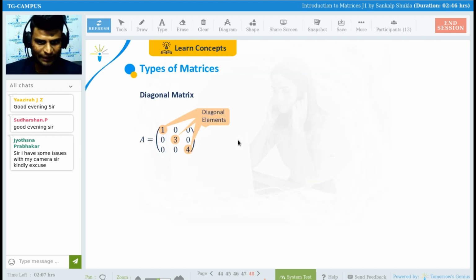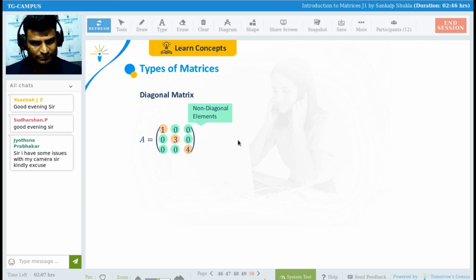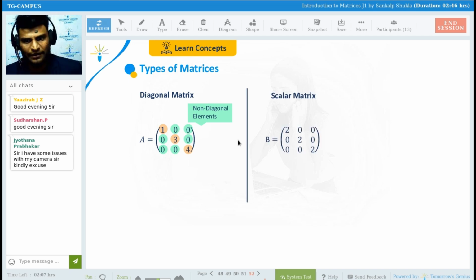So 1, 3, 4 are in the diagonal, so this is known as a diagonal matrix. Non-diagonal elements are there, and each and every element is zero. Fine. Okay. Next we have scalar matrix.